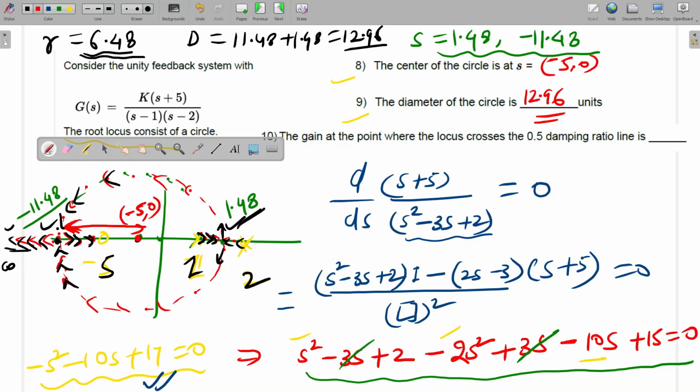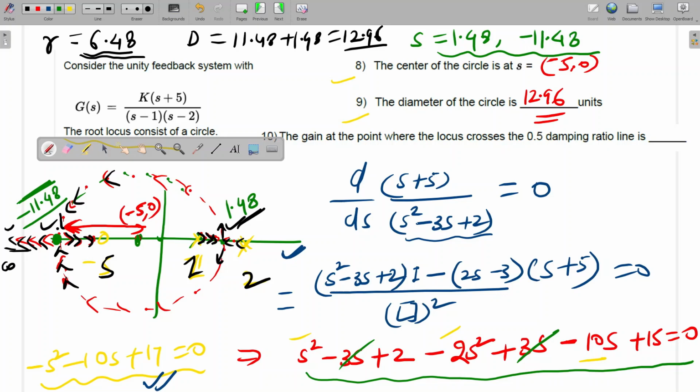Sir, how center? See, this real axis is a diameter, the x-axis, this one. So somewhere the center will be there on this axis only. How much distance will be there from the center till this point? That will be the radius. Since this point is minus 11.48, what should be the center? Minus 5. Then only minus 5 and minus 6.48, then that will be minus 11.48. Is it clear?